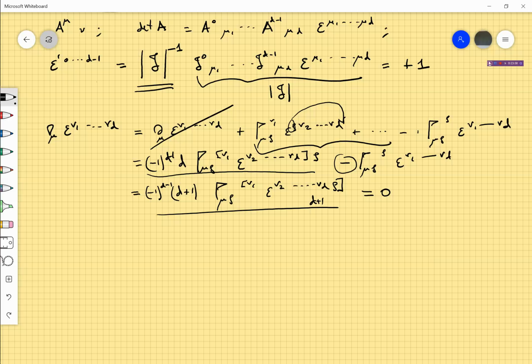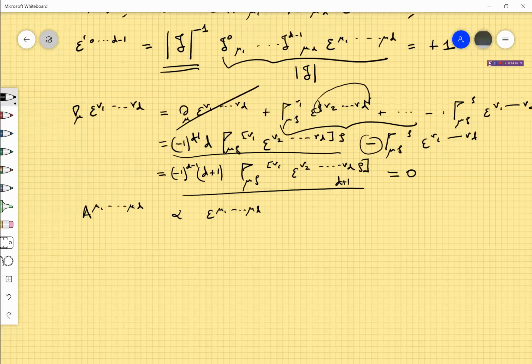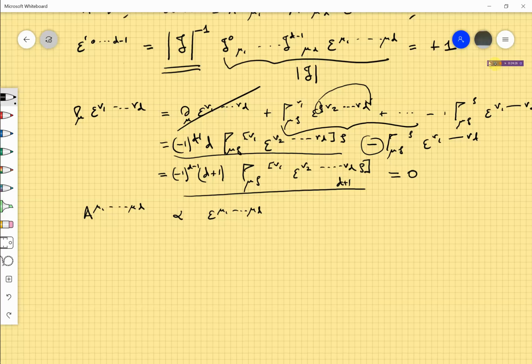Now, observe, and this is important, that if I have any object which has d indices, it will always be proportional to epsilon, to the Levi-Civita symbol. Well, how do I see this? Well, I have to realize that if A is antisymmetric, so I am assuming that this is antisymmetric in all the indices, otherwise what I said doesn't make any sense.